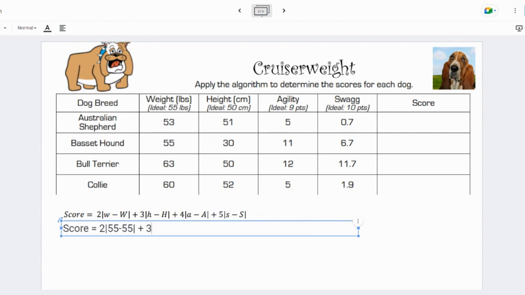Plus 3 times the height minus the ideal height, so 3 times 30 minus 50, plus 4 times 11 minus 9, plus 5 times the absolute value of 6.7 minus 10.